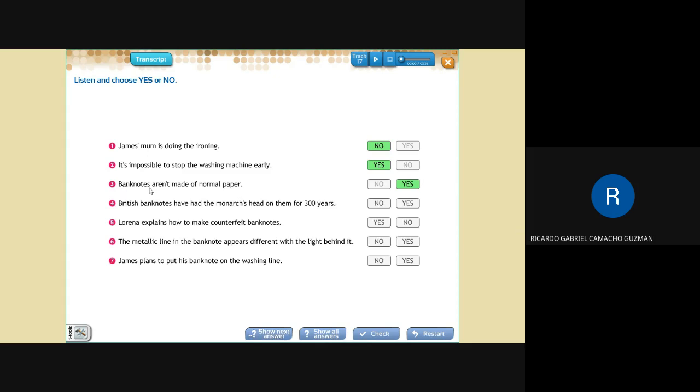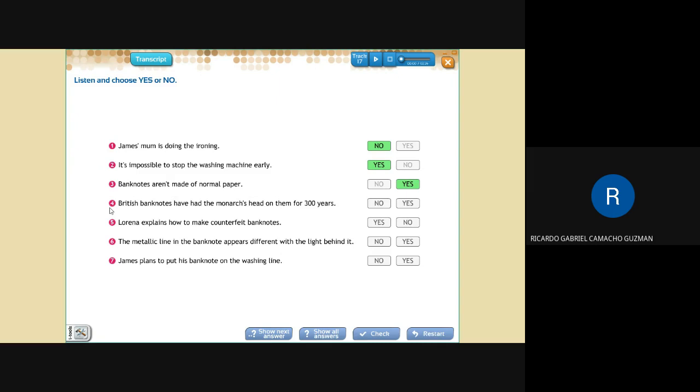Because here it says banknotes aren't made of normal paper. Los billetes no están hechos de un papel normal. Y de hecho, pues sí, es verdad esta oración, porque pues están hechos de lino. In English it is linen. Es un tipo de material que es como si fuera tela en lugar de papel como tal. So it is because of that.